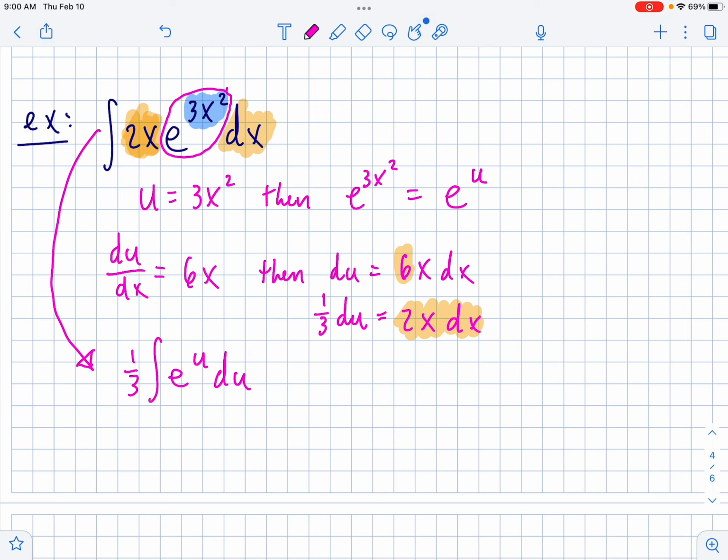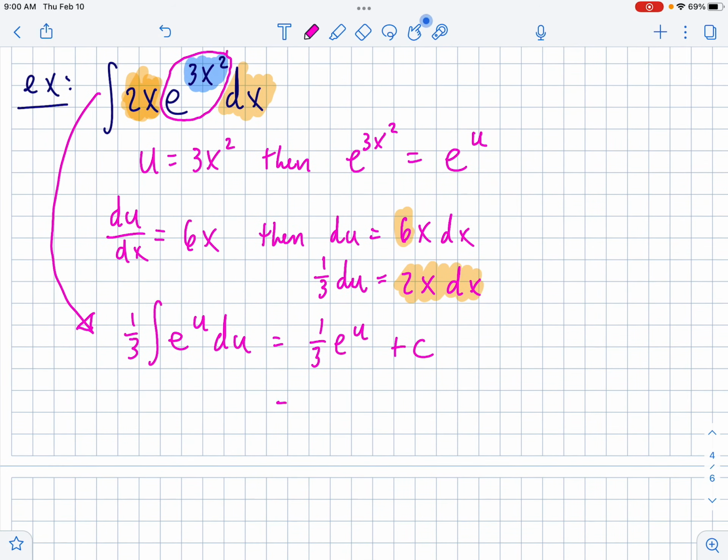Then we integrate that. Remember that the derivative of e to the x is e to the x, and the antiderivative of e to the u is e to the u. So it's the freebie. You can just say this is 1/3 e to the u plus c, but then we need to replace the u with whatever it was in the beginning, which is 3x squared. So this is 1/3 e to the 3x squared plus c.